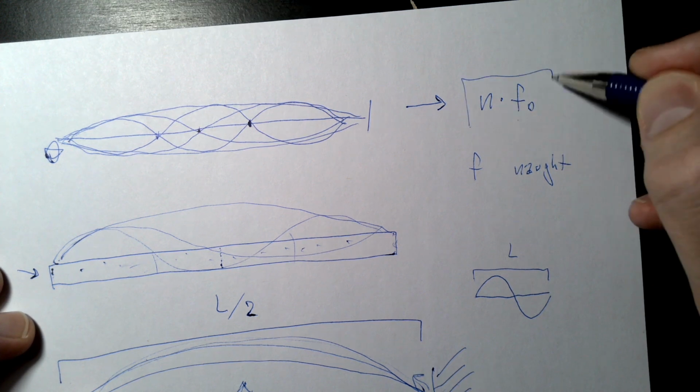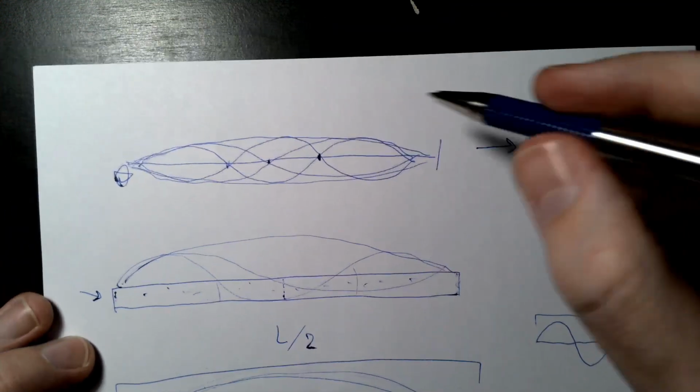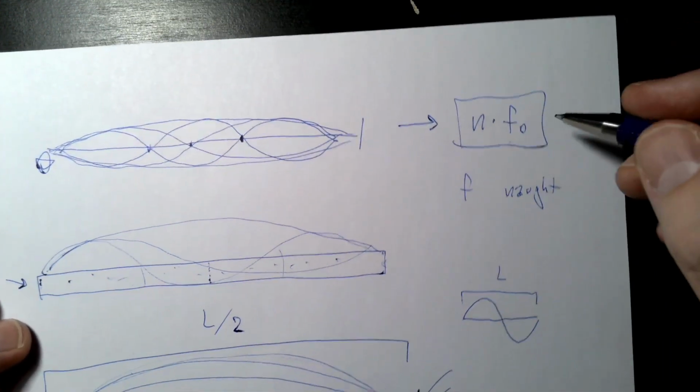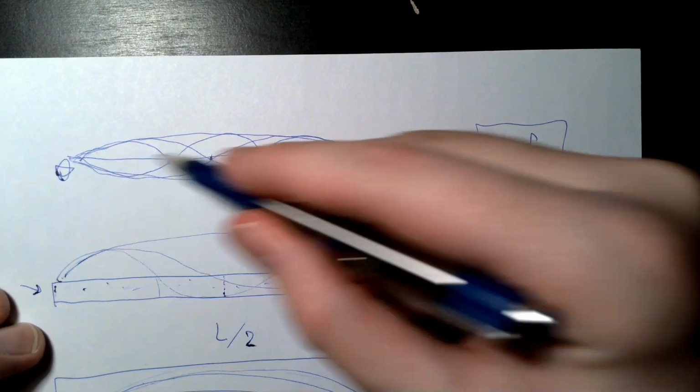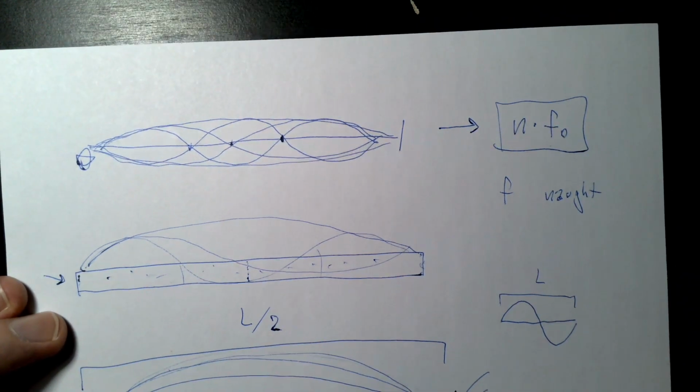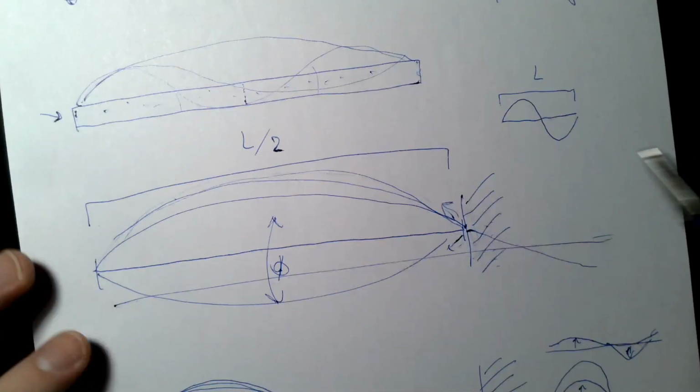So this is integer multiples of the fundamental frequency, where the fundamental frequency is the lowest frequency that we can have coming out of this instrument. And that's what we will have.